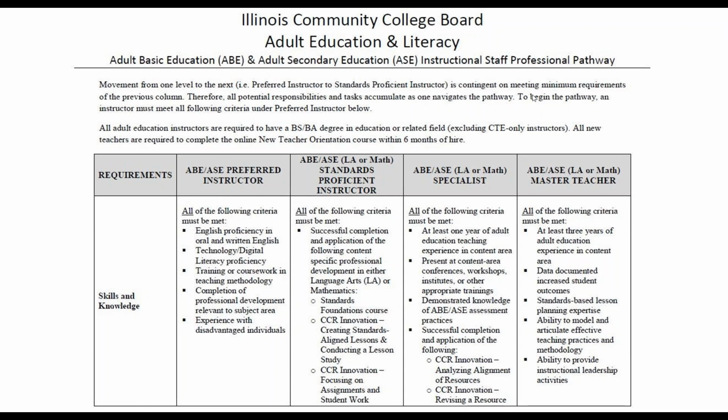I just want to show you on the screen a quick review of the Instructional Staff Professional Pathway for ABE-ASE in Illinois Adult Ed. You all have completed this middle column of Standards Proficient and have earned that credential, and it's on your wall, I'm sure, right? Now you're moving on to the next column over, which is an optional role. The specialist credential is not required like the Standards Proficient is. This is for people who are going above and beyond.